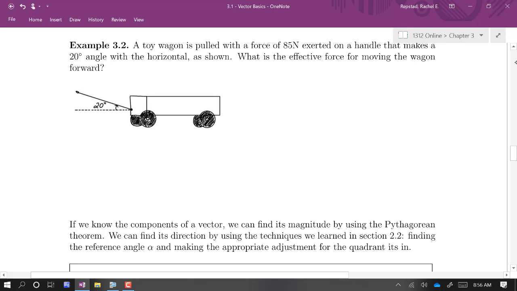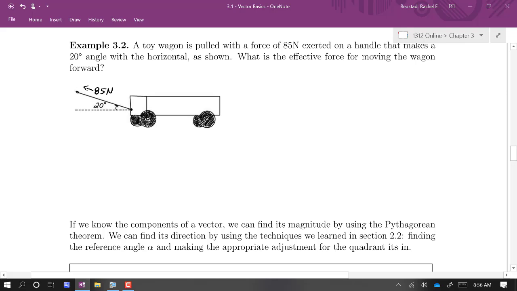Alright, so in this next example, a toy wagon is pulled with a force of 85 newtons, exerted on a handle that makes a 20-degree angle with the horizontal, as shown. So 85 newtons directed in this way. What is the effective force for moving the wagon forward?